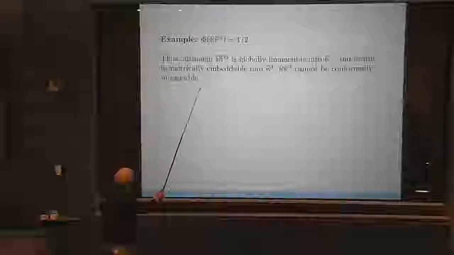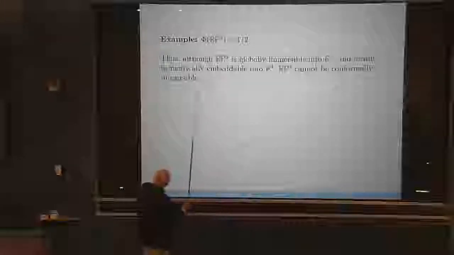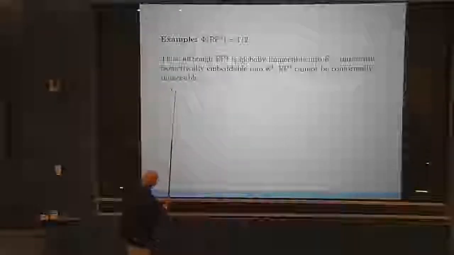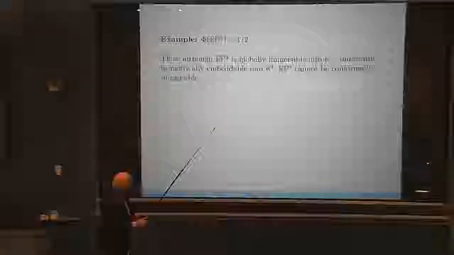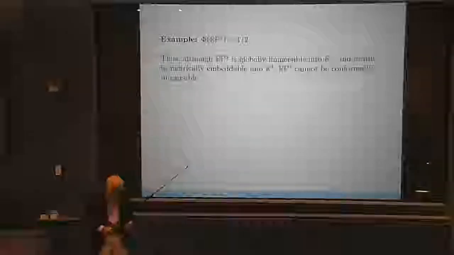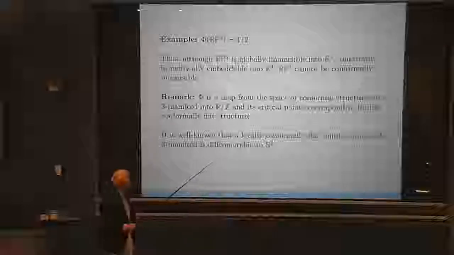So even though you could globally immerse this into R4, and locally it's using its standard metric, it's isometrically embeddable because it just looks like a round sphere. But globally it can't be conformally immersed in R4, and I don't think there's any other way to prove that. Well, maybe there's some other way to prove it, but it was a nifty proof.